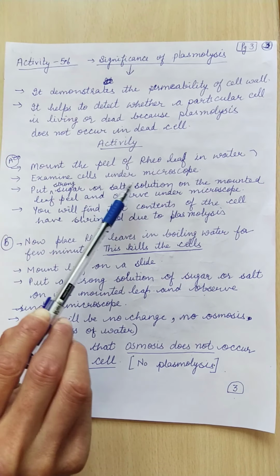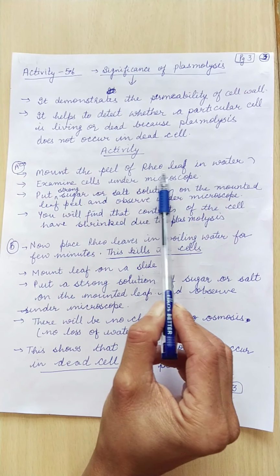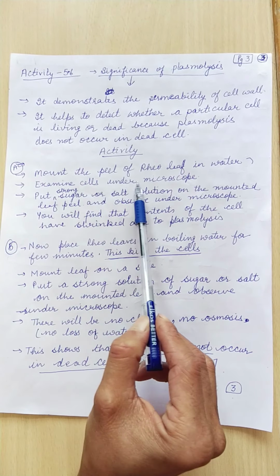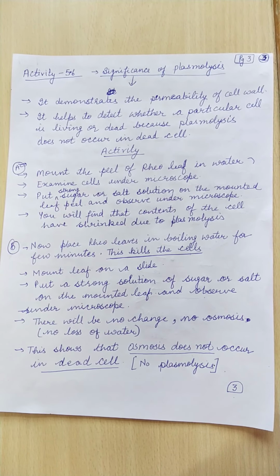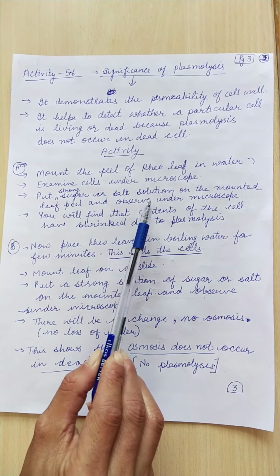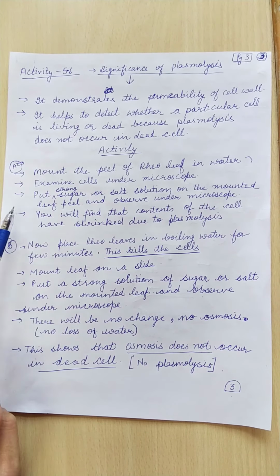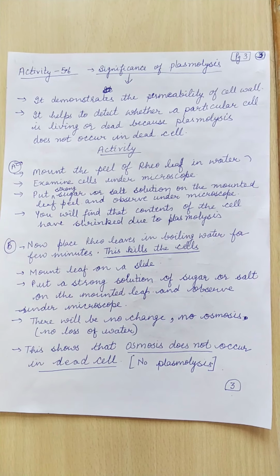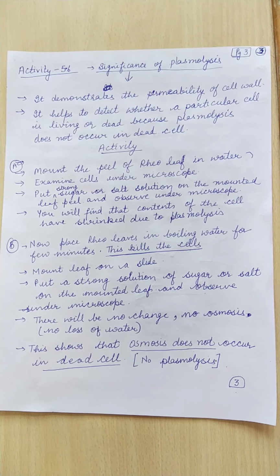Firstly, a peel has been removed from a Rheo leaf. Rheo is the name of a plant. It is examined under the microscope, and you will find clear structures called chloroplasts in it. When a strong solution of sugar and salt was added on this peel and it was again observed under the microscope, it was found that the contents of the cell had shrunk, because the strong sugar or salt solution is a hypertonic solution and plasmolysis occurs.